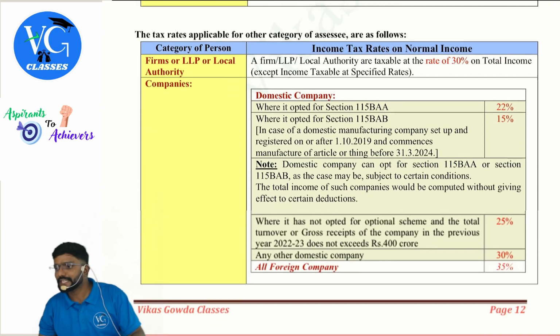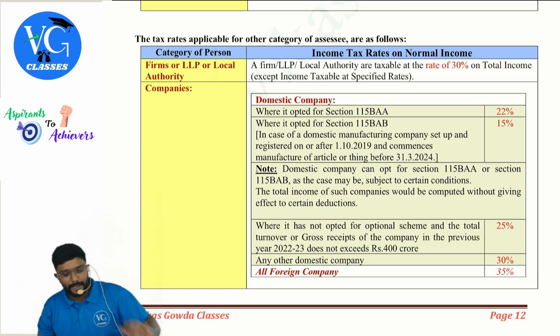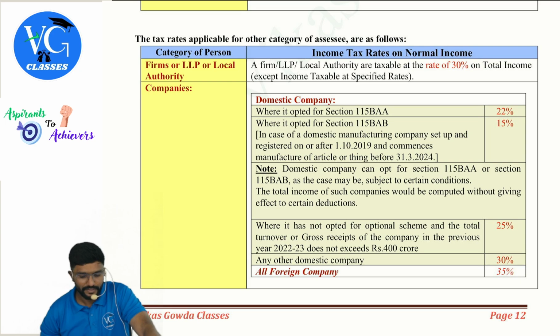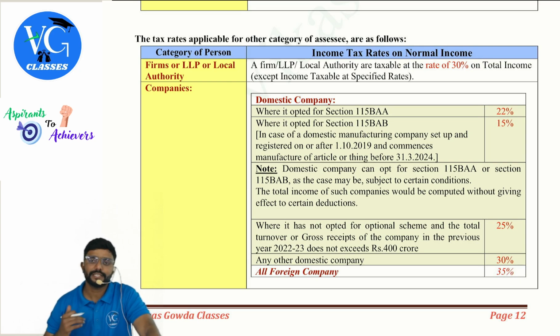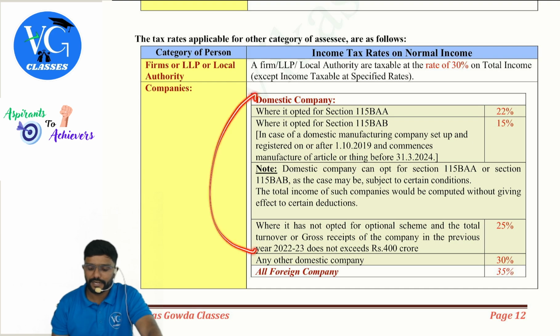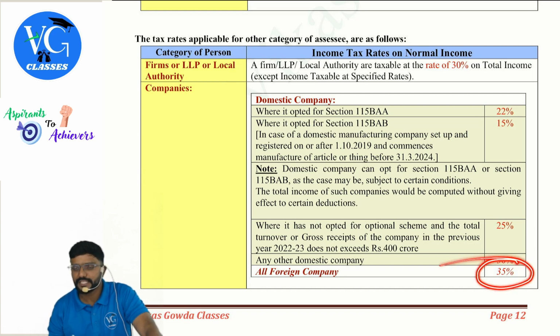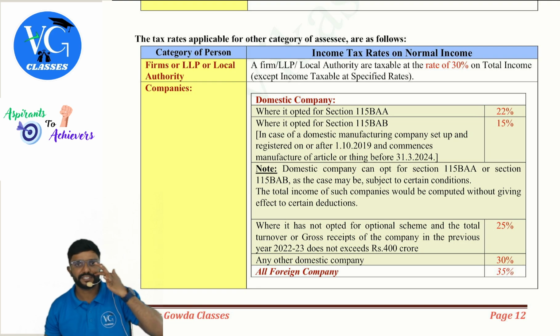Sir, what about the other set of people, sir? For a partnership firm, LLP or local authority, the tax rate would be 30% on their normal income. The total income includes only normal income. Then coming to companies, for tax rate purposes, companies are divided into two, domestic and foreign. Clear? So now the foreign company, there is a change in this amendment, 35%. What is the tax rate, sir? 35%.